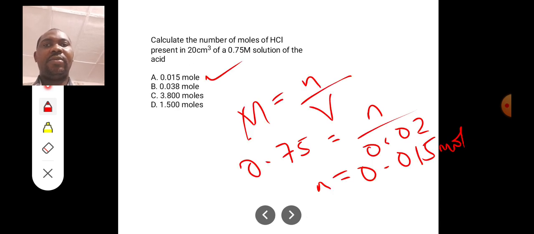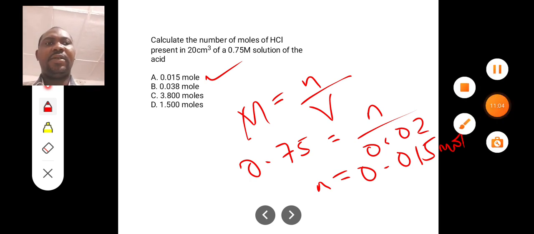Beautiful. So this comes to the end of calculation involving preparation of solution. Thank you very much.